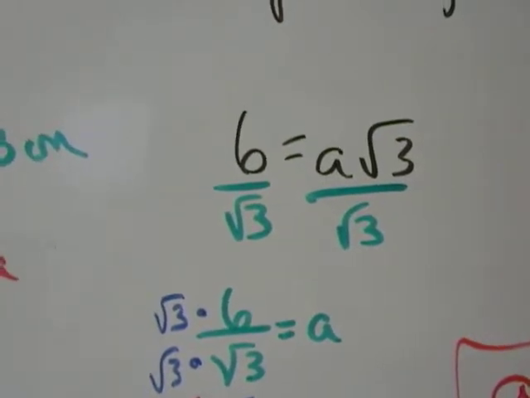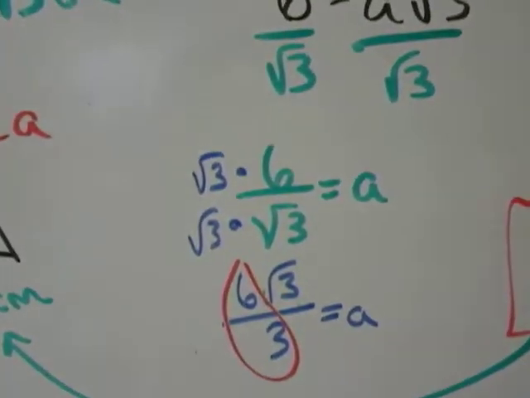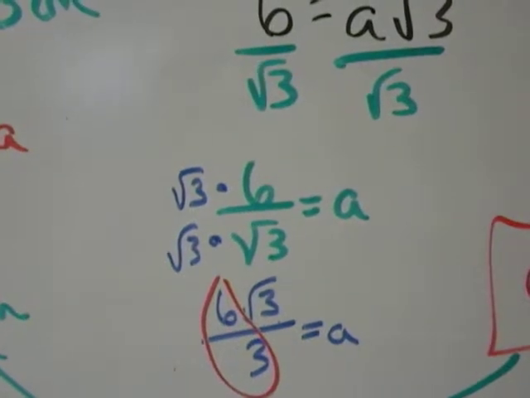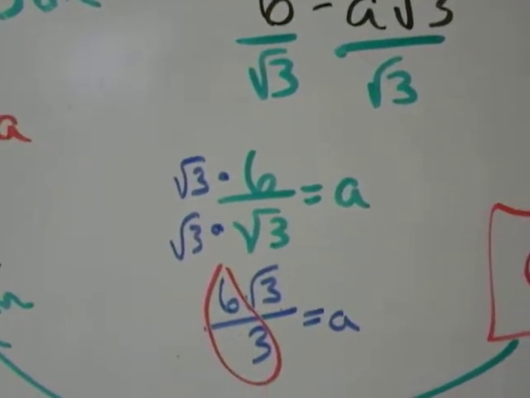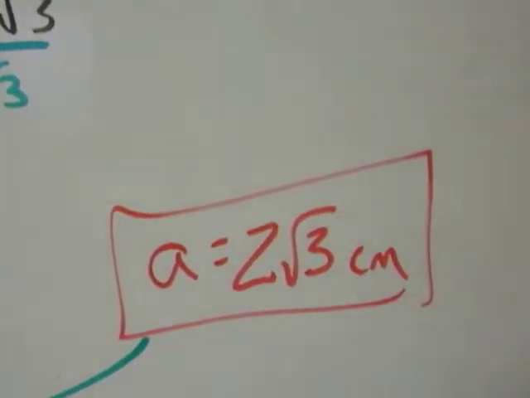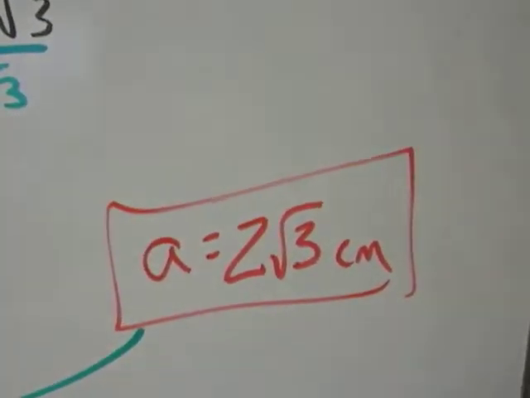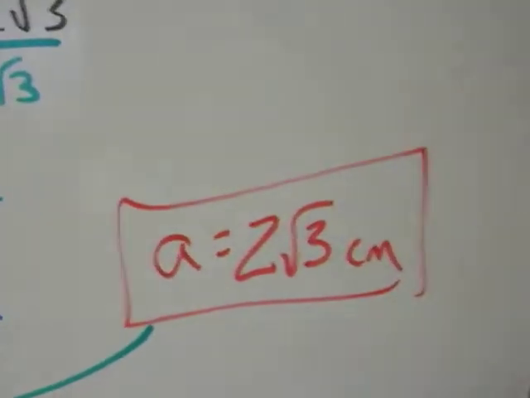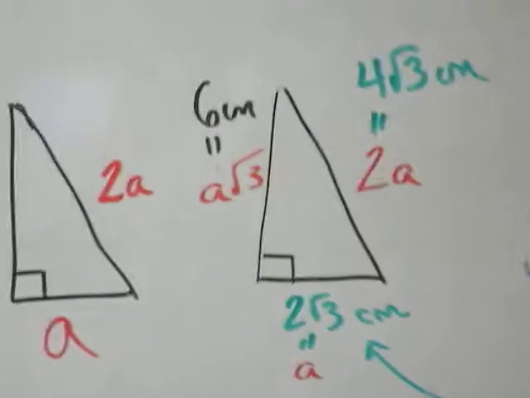That's that cool shortcut. It's just the whole number 3. Now wait a minute. 6 over 3, that reduces to 2. So A must just be 2 radical 3 centimeters. Well, let's plug that into our template triangle.